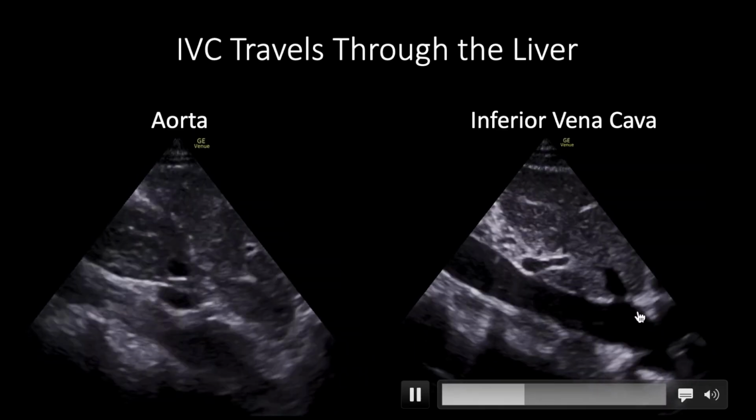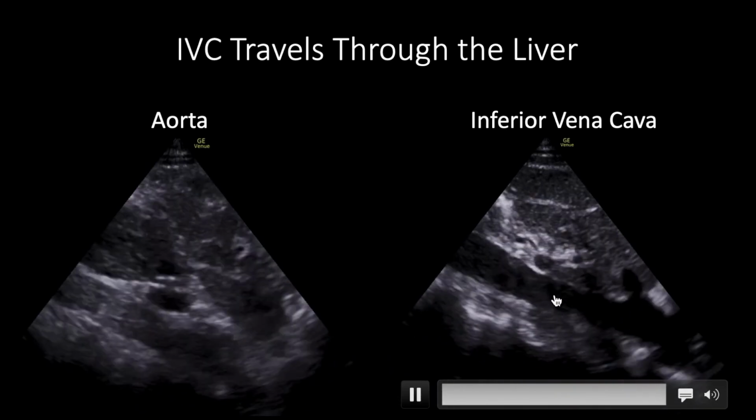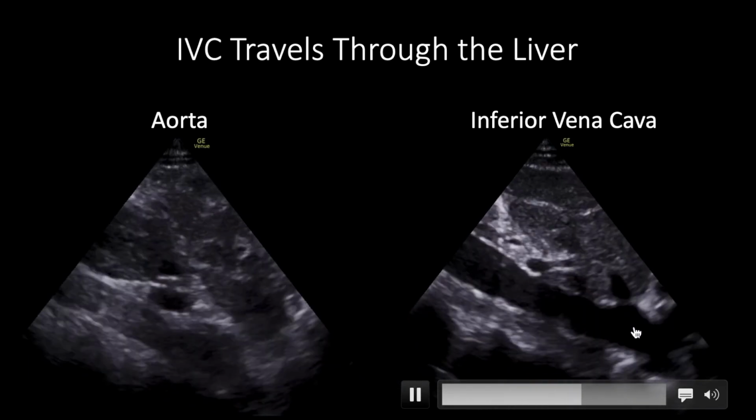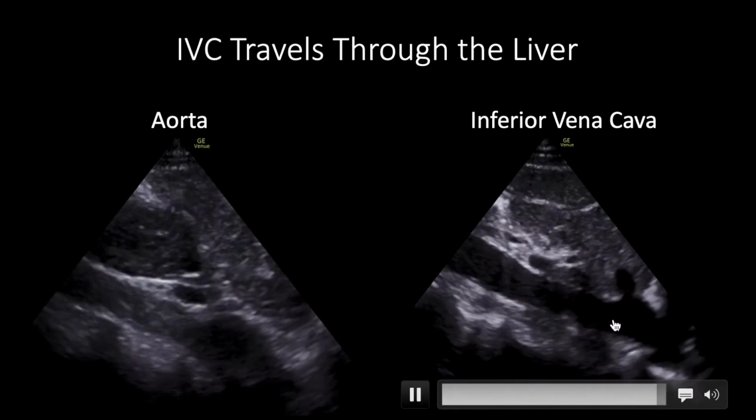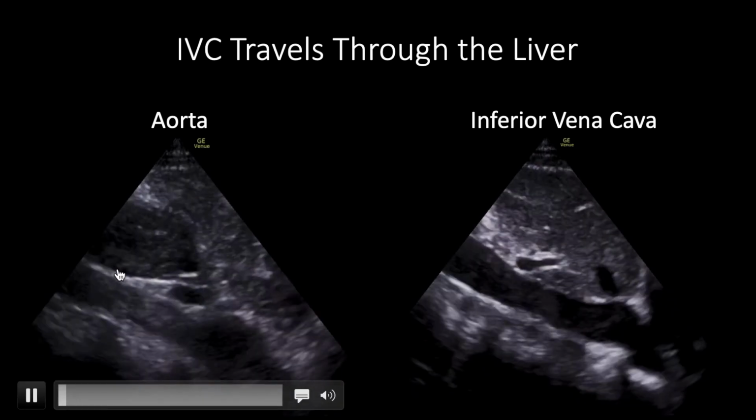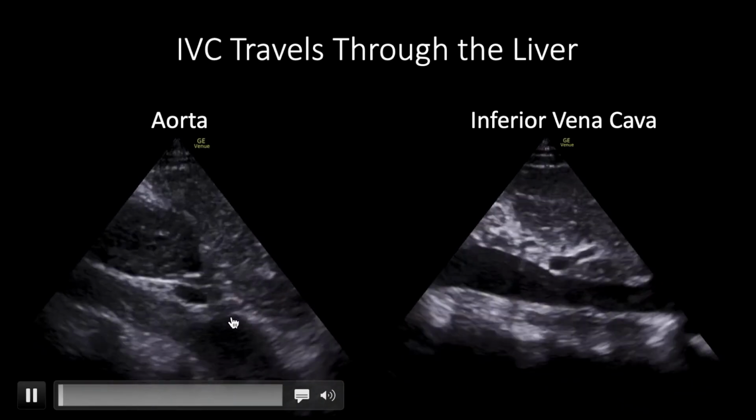Compared to this patient's IVC, it comes right up to the liver here, thin walls with collapse. You also see the hepatic vein coming in, and you see it entering the right atrium as well. So this IVC travels through the liver. This aorta is deep to the liver. This bright white echogenic tissue separates the two.